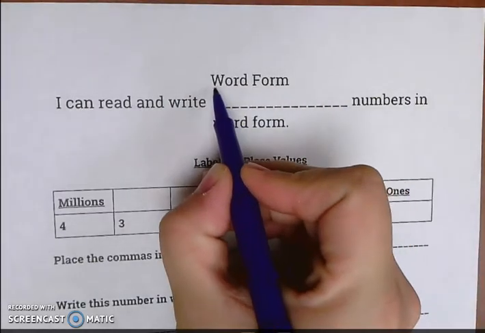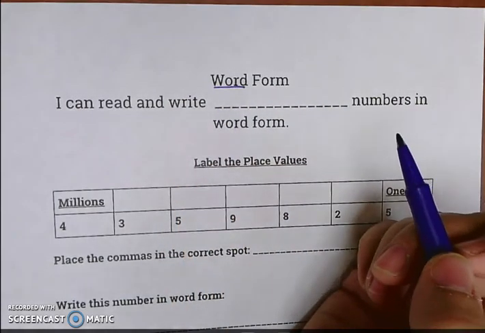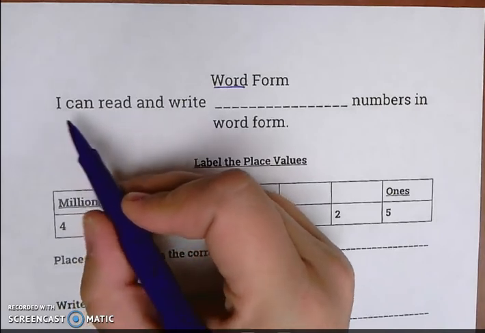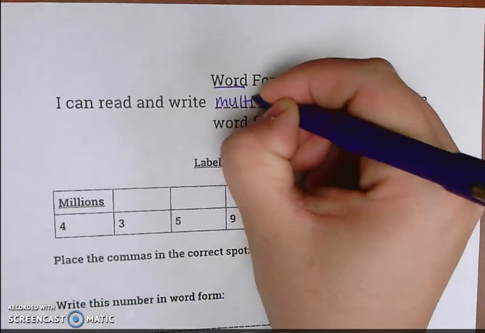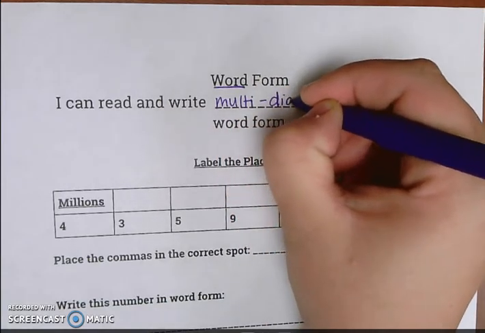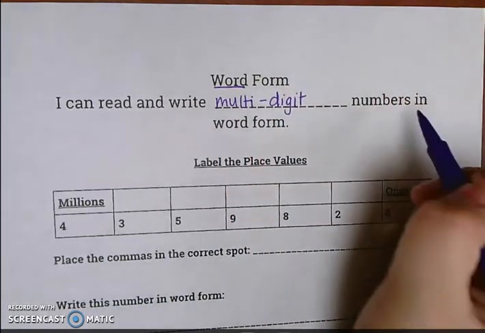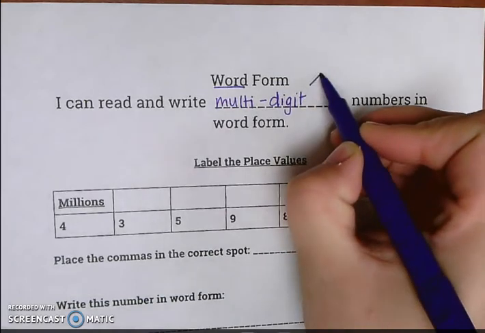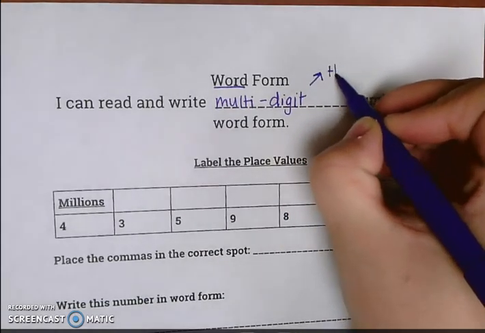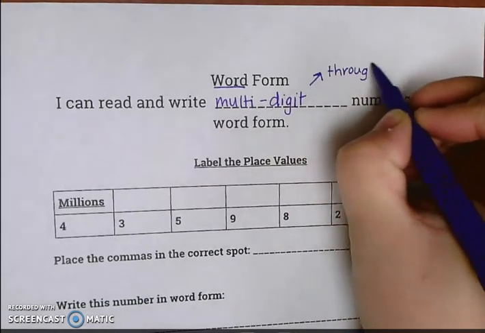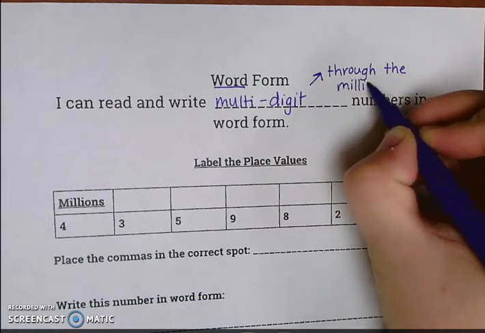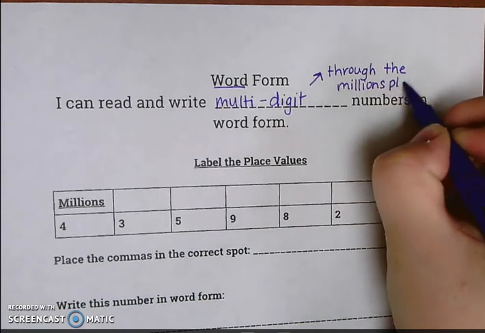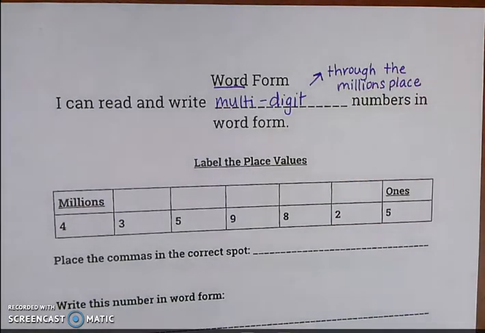We're going to talk about numbers that are in word form. So our learning target is I can read and write multi-digit numbers in word form. So multi-digit numbers for us is going to be through the millions place.